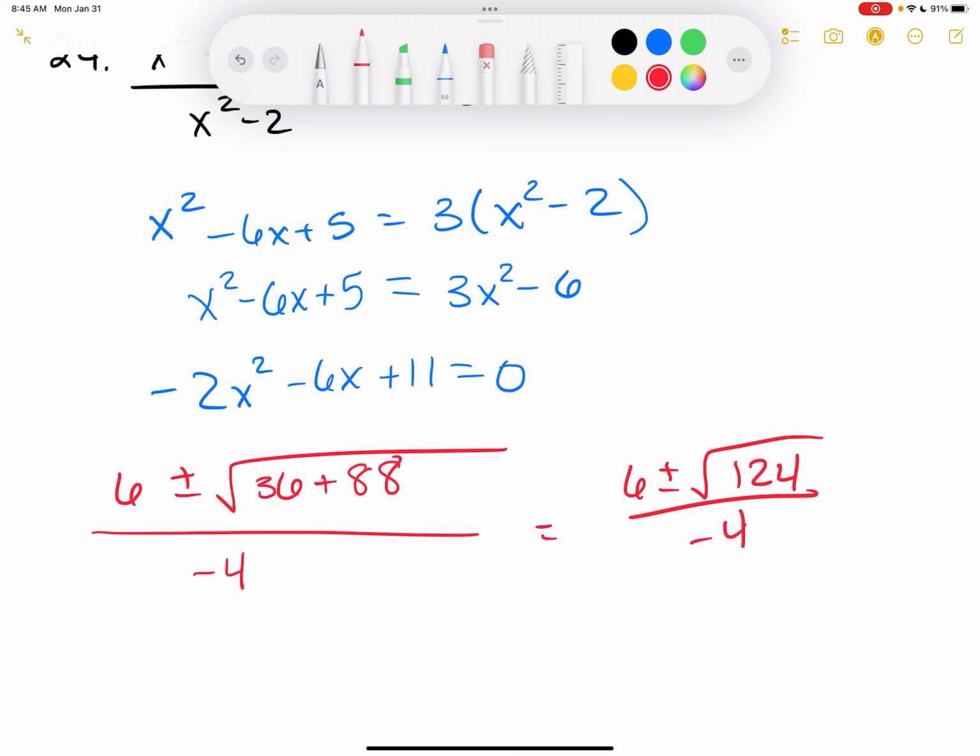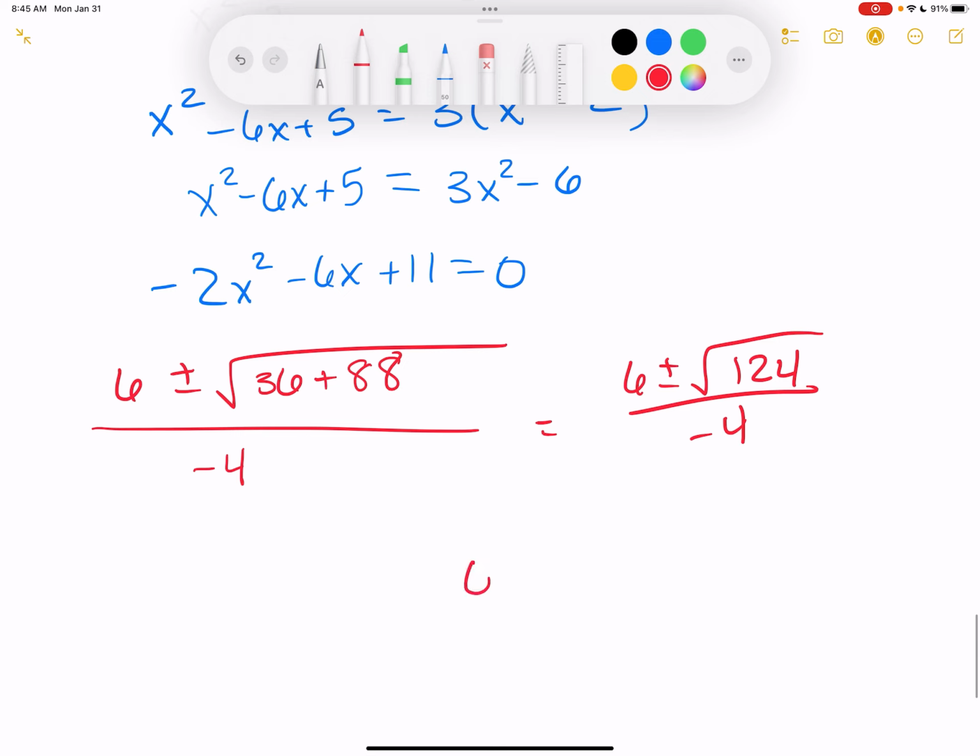Can we stop there? No, you need to actually do it in your calculator. So you need to do 6 plus the square root of 124 over negative 4, and 6 minus the square root of 124 over negative 4.